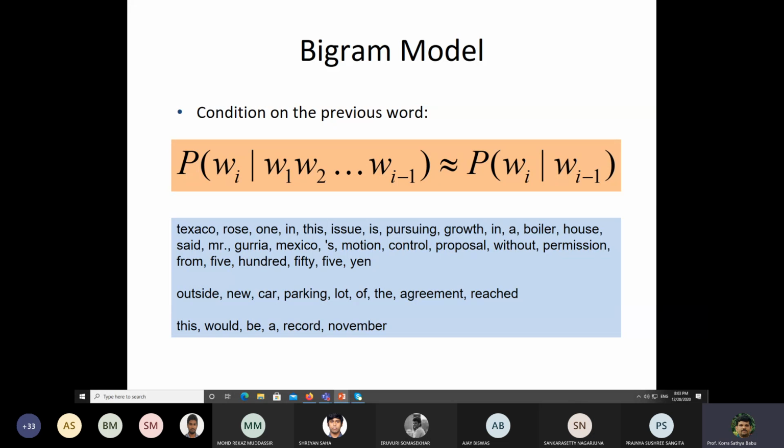Okay, this is what we are interested in: bigrams. If you see below, some of the words being generated should have some sort of combination between word and word. For example, "outside new car parking lot," "lot of the agreement reached." This type of combination may occur, and this is what we call bigram modeling.